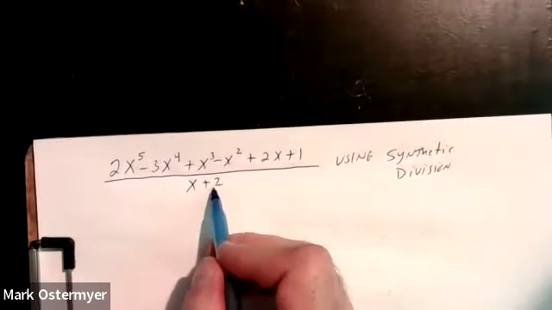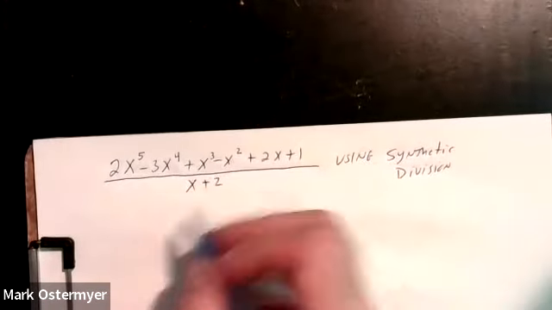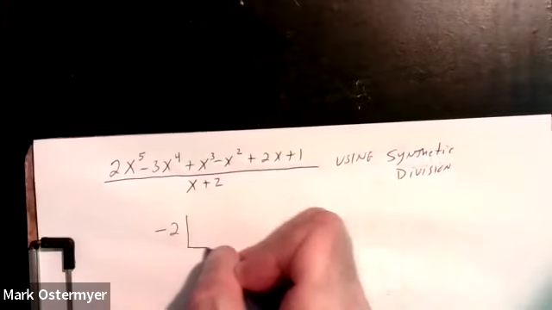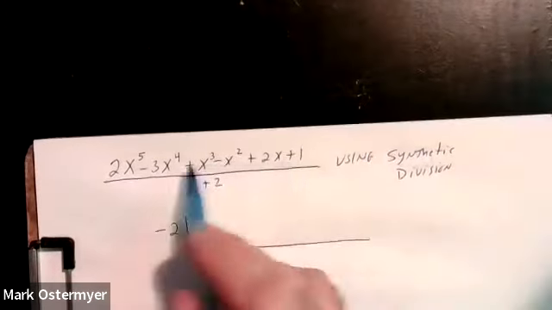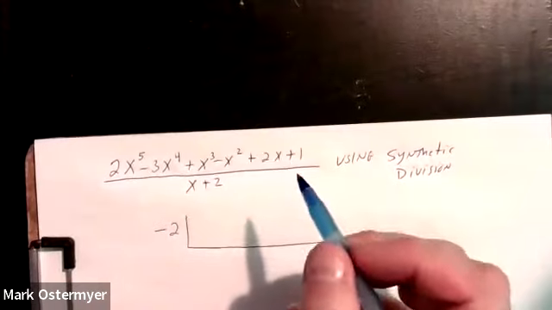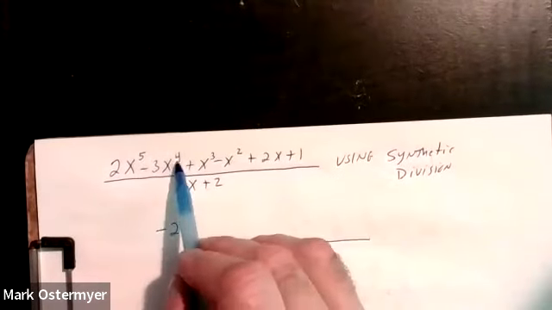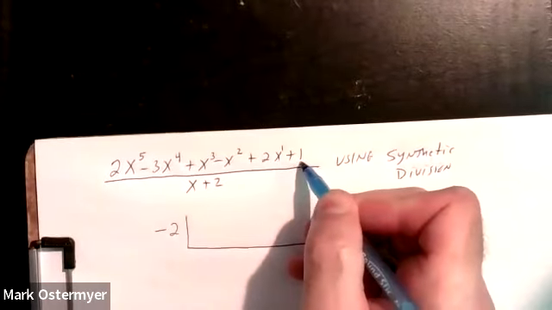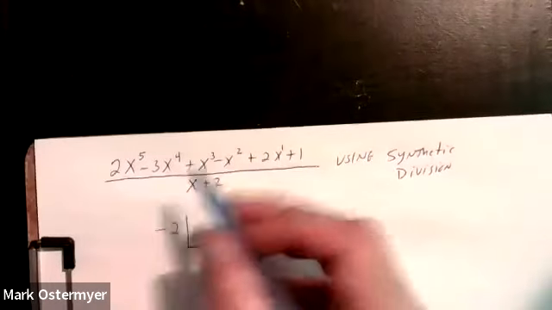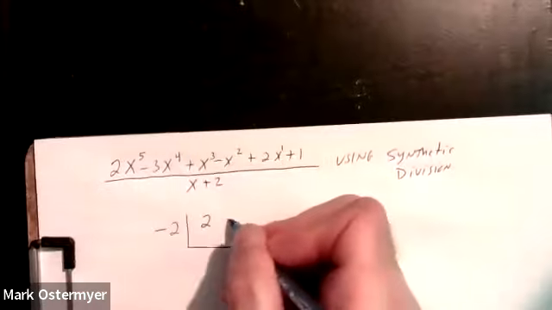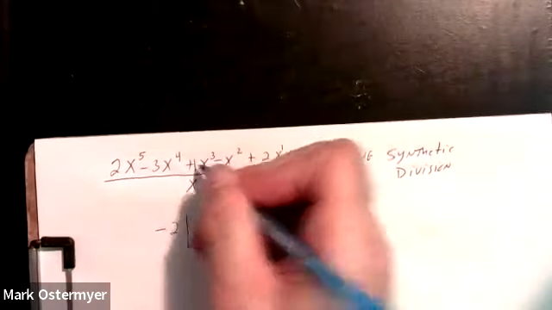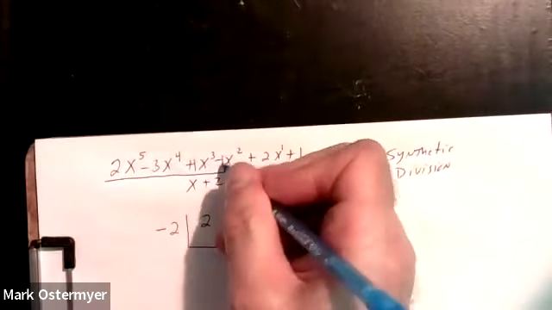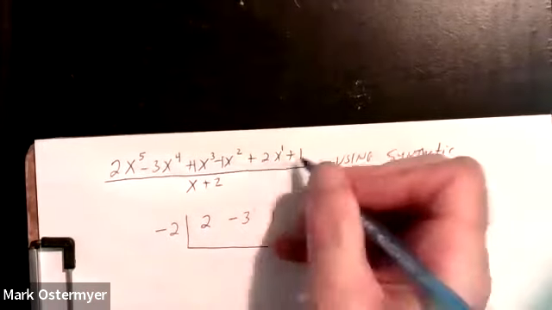So I'm going to divide -2. Notice the opposite of this sign. So I'm going to divide -2 into the coefficients of my dividend. And notice I'm not missing any powers of x. 5th degree term, 4th degree term, 3rd degree term, 2nd degree term, 1st degree term, 0th degree term. So here's my coefficients. 2, -3, 1, -1, 2, and 1.